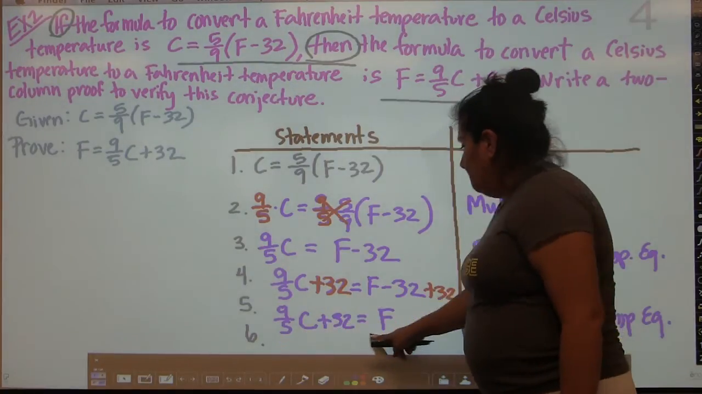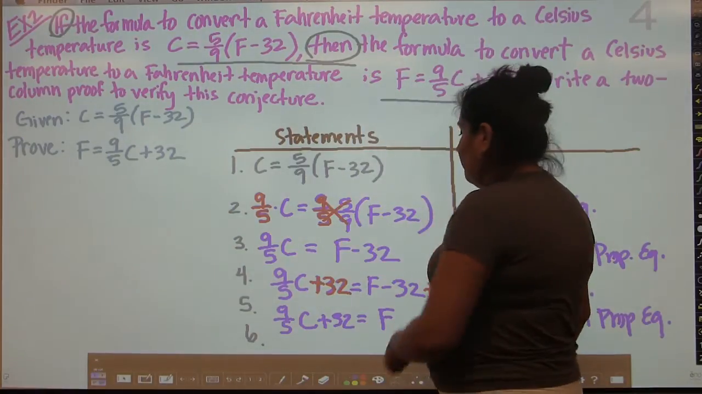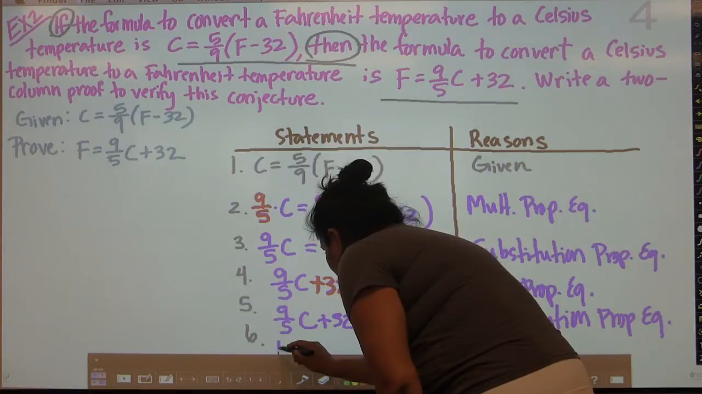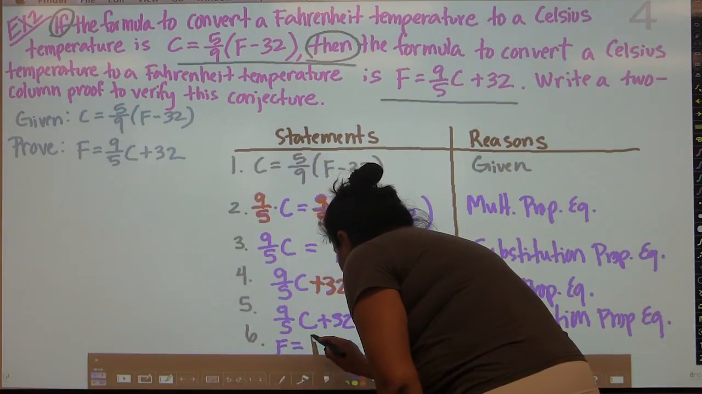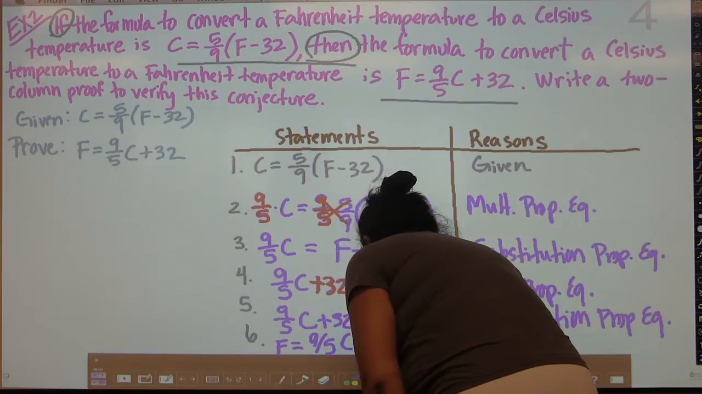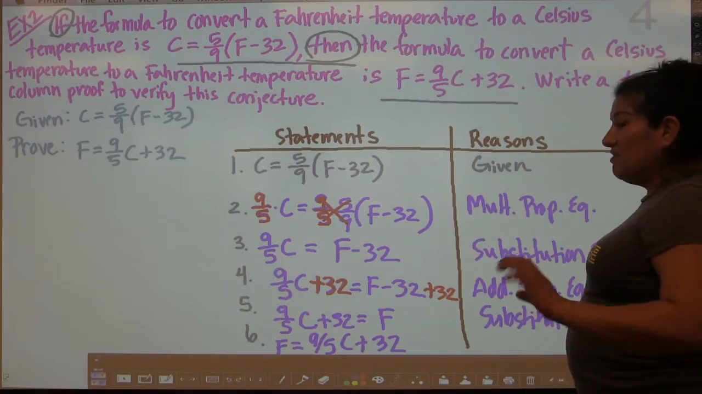We've got, this is kind of backwards. We wanted to say F equals, not equals F. So that's going to be our last step. And so then right here we're going to squeeze it in. F equals 9/5C plus 32. Squeeze it in there. Good job. And that is the reflexive property.